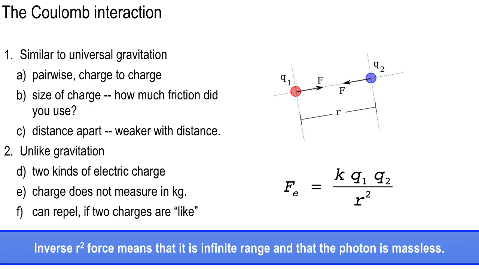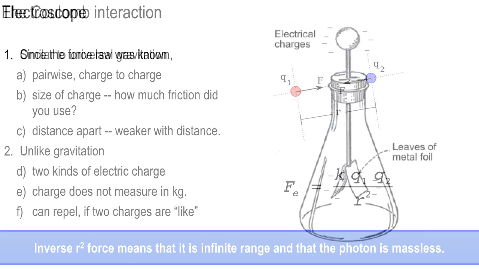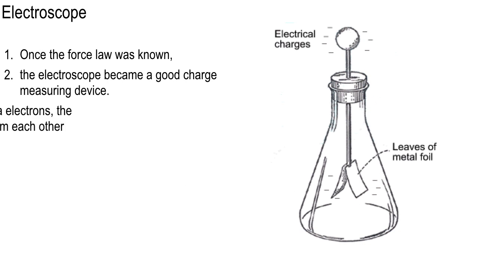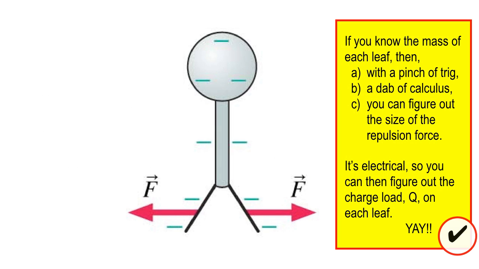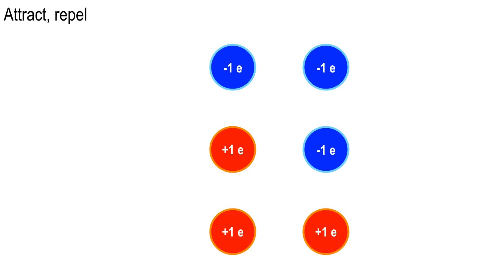Now, I'm going to skip through this slide here, the electroscope. I'm going to talk to you about some other stuff here. Let's talk about this diagram. We'll talk about electroscope next time. And have your clicker ready. We got another clicker question.